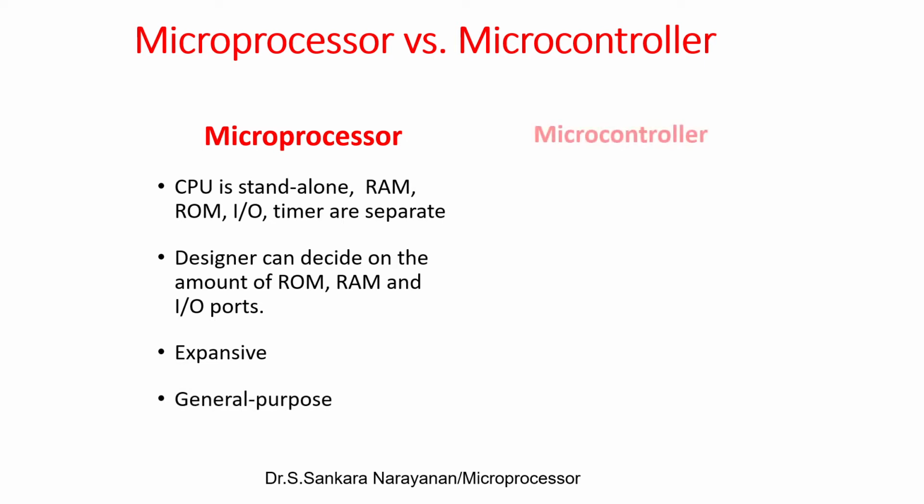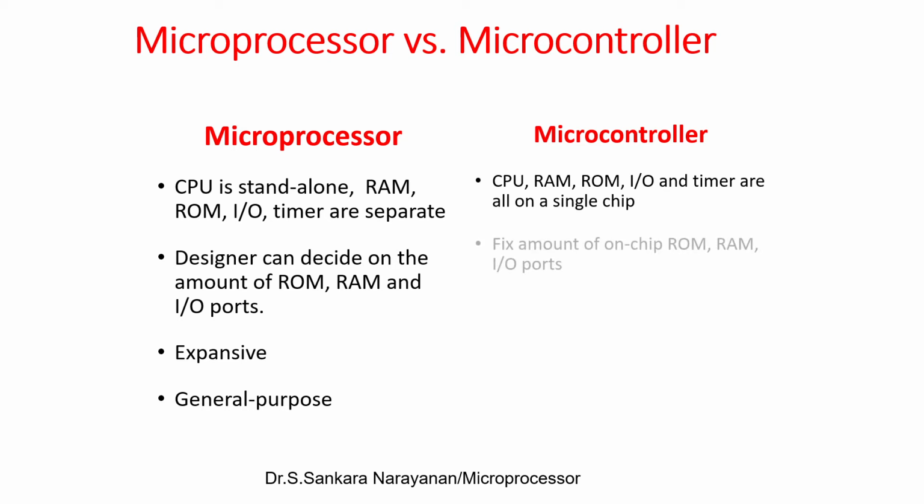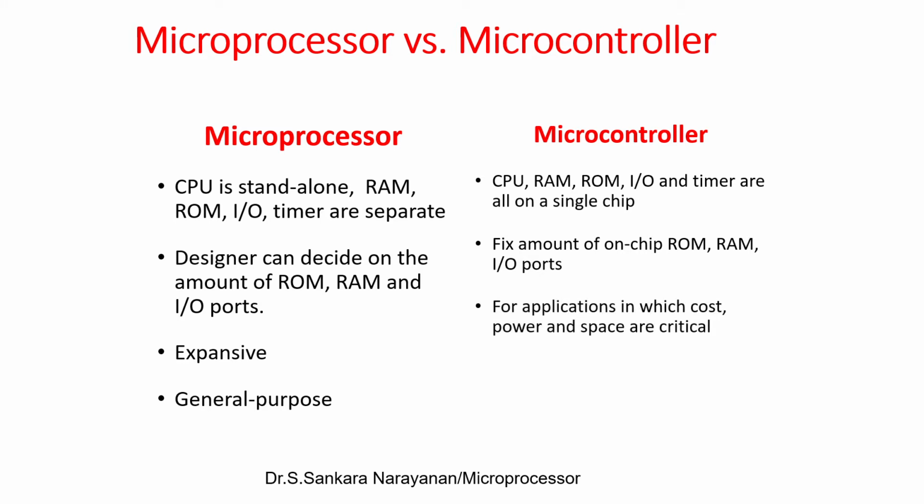On the other hand, in a microcontroller, the CPU, RAM, ROM, I/O, and the timer are all on a single chip. So in a microprocessor all are separate, but in a microcontroller all are on a single chip. The designer fixes the amount of on-chip ROM, RAM, as well as I/O ports. It is used for applications in which cost, power, and space are critical, and it is not expensive, and it is used for a single purpose.